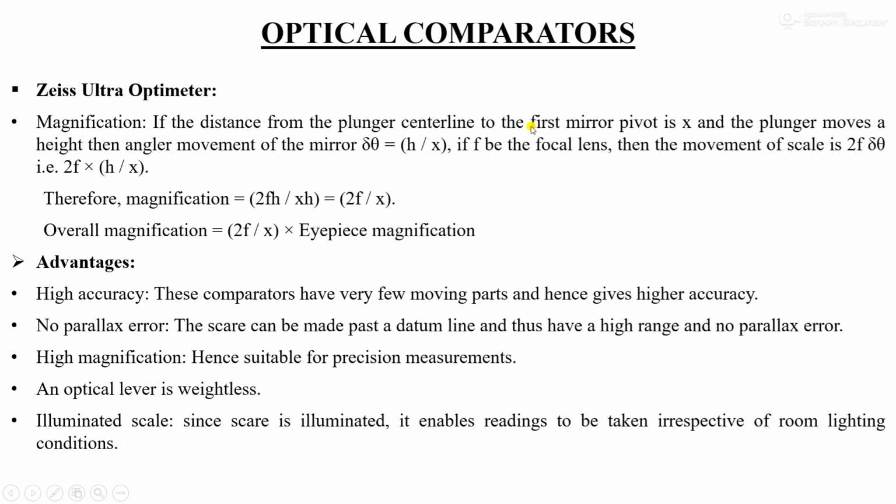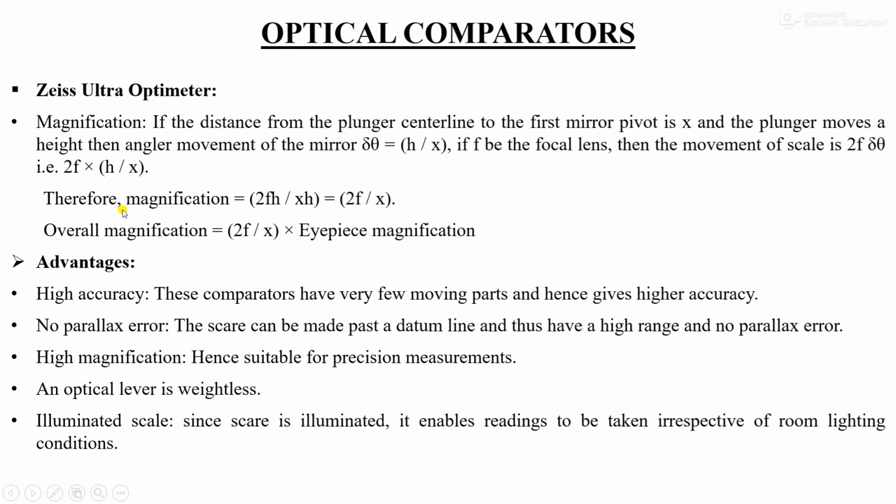If we say that the lens used in this optimeter has a focal length of f, then the movement of the scale will be 2f delta theta, basically 2 into the focal length of the lens into the angular movement of the mirror. We know that delta theta is equal to h by x, therefore 2f into h by x. Therefore the total magnification will be 2f h by x divided by h. The h will cancel out, therefore it will be 2f by x. This is the magnification of the optimeter.